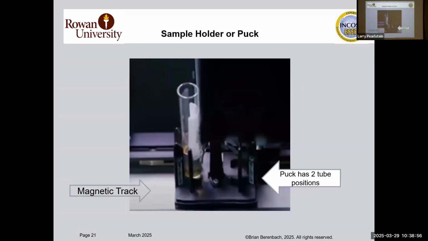Here's a picture of the puck. There's the magnetic track. You can see it's a silver looking thing. And here's the puck. It has two tube positions, one here and one here. They normally just run one sample per puck. The reason for that is the second one's like a passenger. They have to go to the same location. And it's nicer if you can just move to different locations. But sometimes when they want to go to max number of samples, they'll go around with sample A, and then they'll go around again with sample B, both on the same puck.